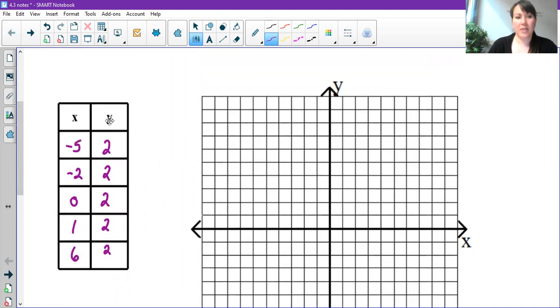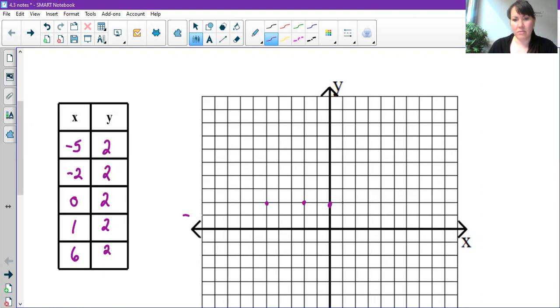So if I wanted to plot these points, x is -5, y is 2. So I'd go negative on the x, which remember is going left. 1, 2, 3, 4, 5, and then +2 for y. Positive goes up, and I would put my point. Or for example, the second point, -2, 2. So -2 on the x goes left 2, and then up 2. 0, 2, so 0 for x means we don't move left or right, we just stay on the y-axis, and we go up by 2.